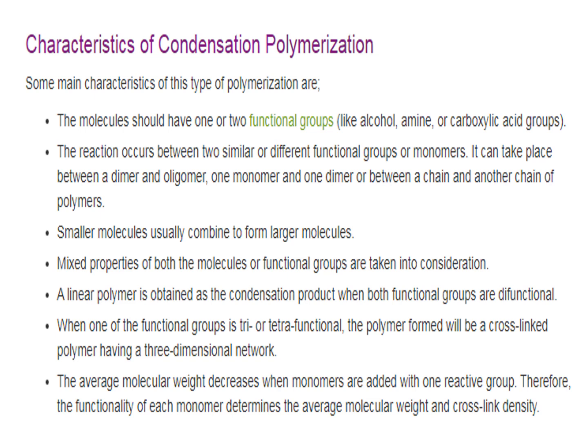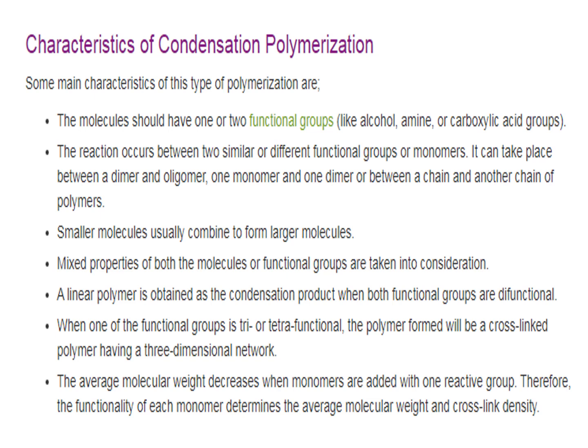two functional groups like alcohol, amines or carboxylic acid groups. Second is that the reaction occurs between two similar or different functional groups or monomers. It can take place between a dimer and oligomer, one monomer and one dimer, or between a chain and another chain of polymers. And next is that smaller molecules usually combine to form large molecules. Mixed properties of both the molecules or functional groups are taken into consideration, and a linear polymer is obtained as the condensation product when both functional groups are difunctional.